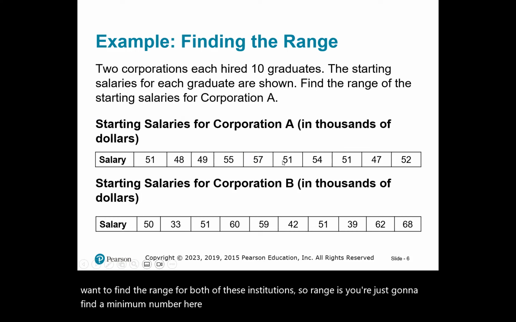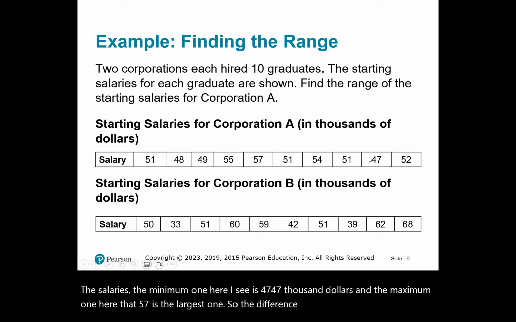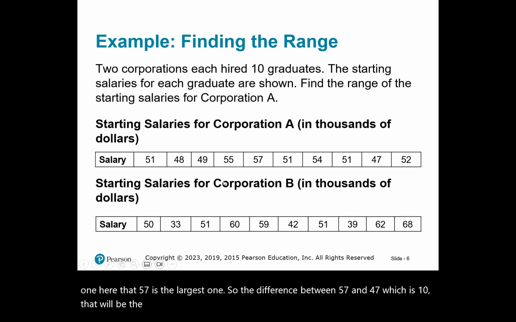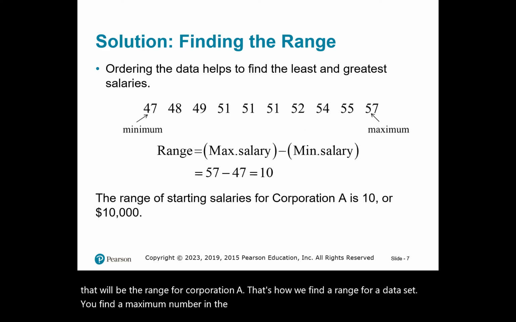So when I look at these salaries, the minimum one I see is $47,000. And the maximum one, that 57, is the largest one. So the difference between 57 and 47, which is 10, will be the range for corporation A. That's how we find the range for a data set. You find the maximum number and the minimum number and subtract them.